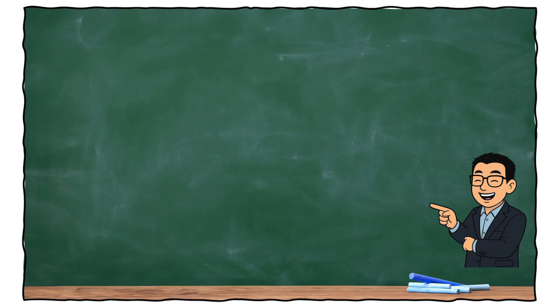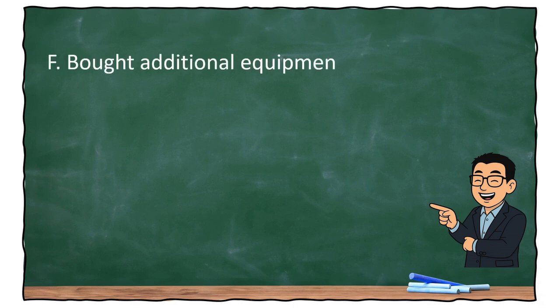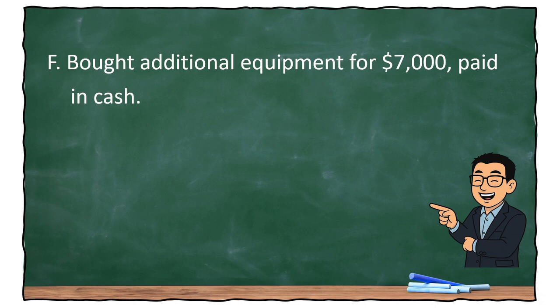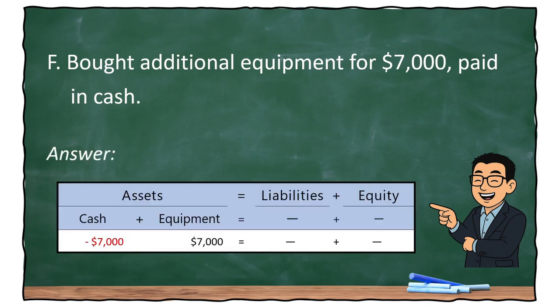Let's look at transaction F. The company purchased additional equipment for $7,000 and the payment was made in cash. This is a cash transaction, and it does not affect liabilities. Instead, one asset decreases, while another asset increases by the same amount.